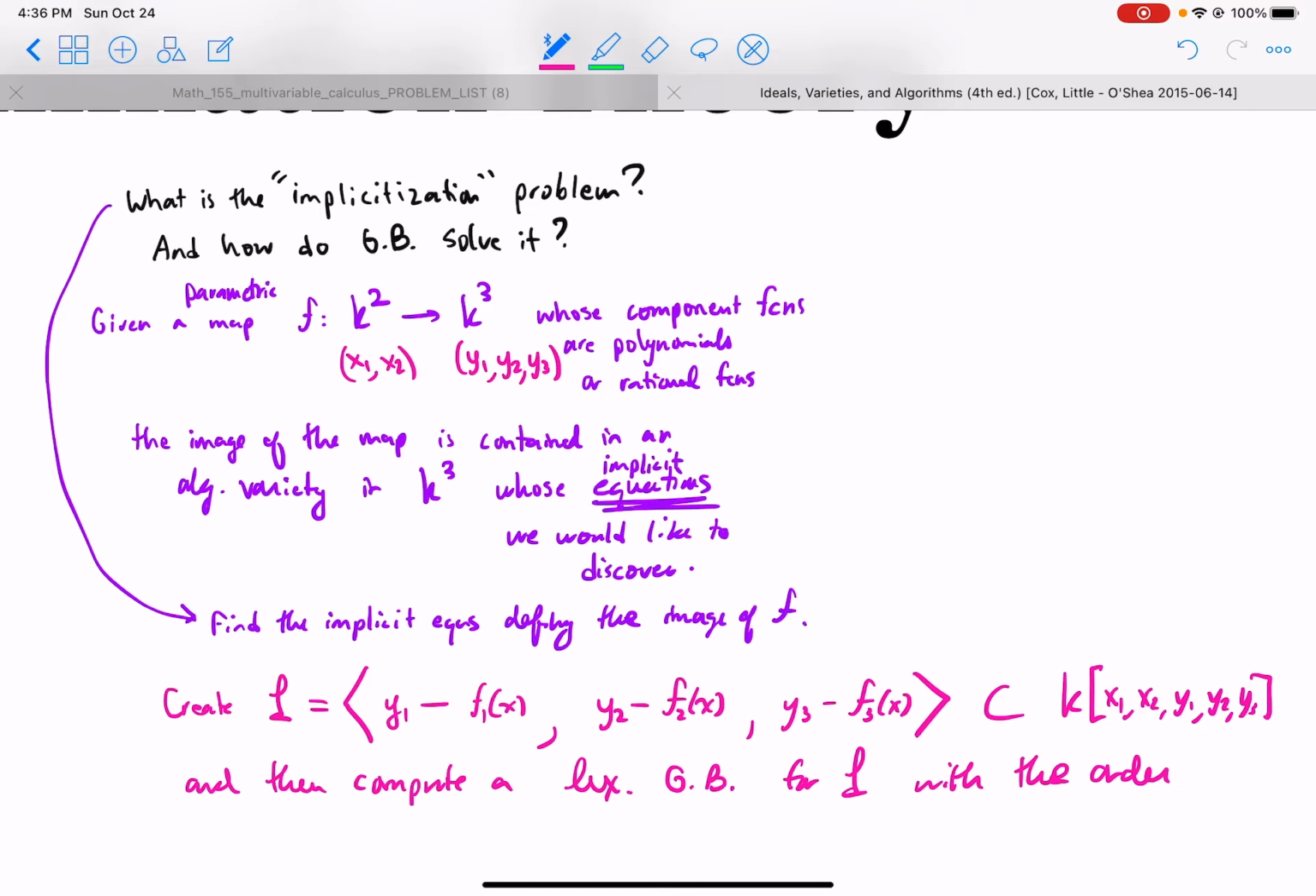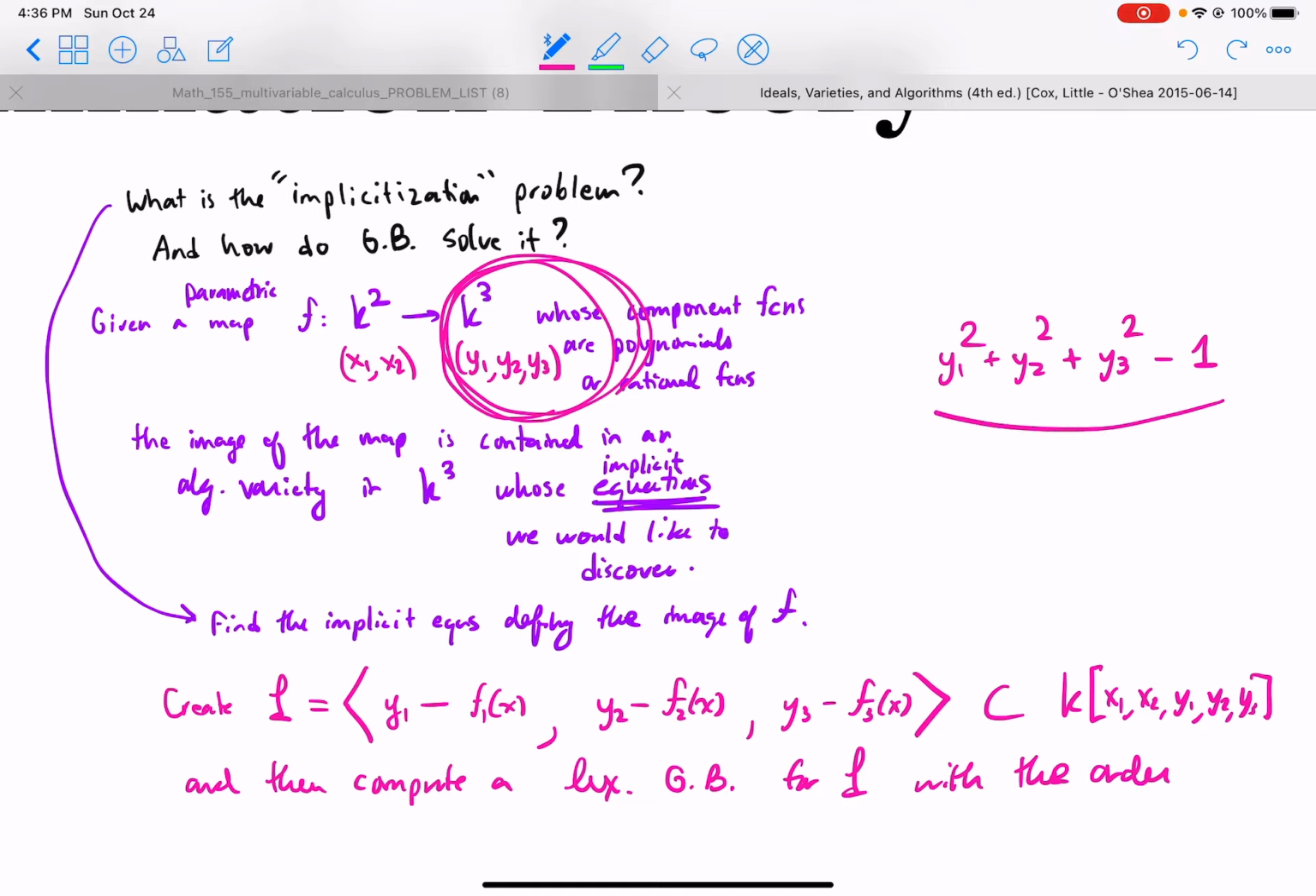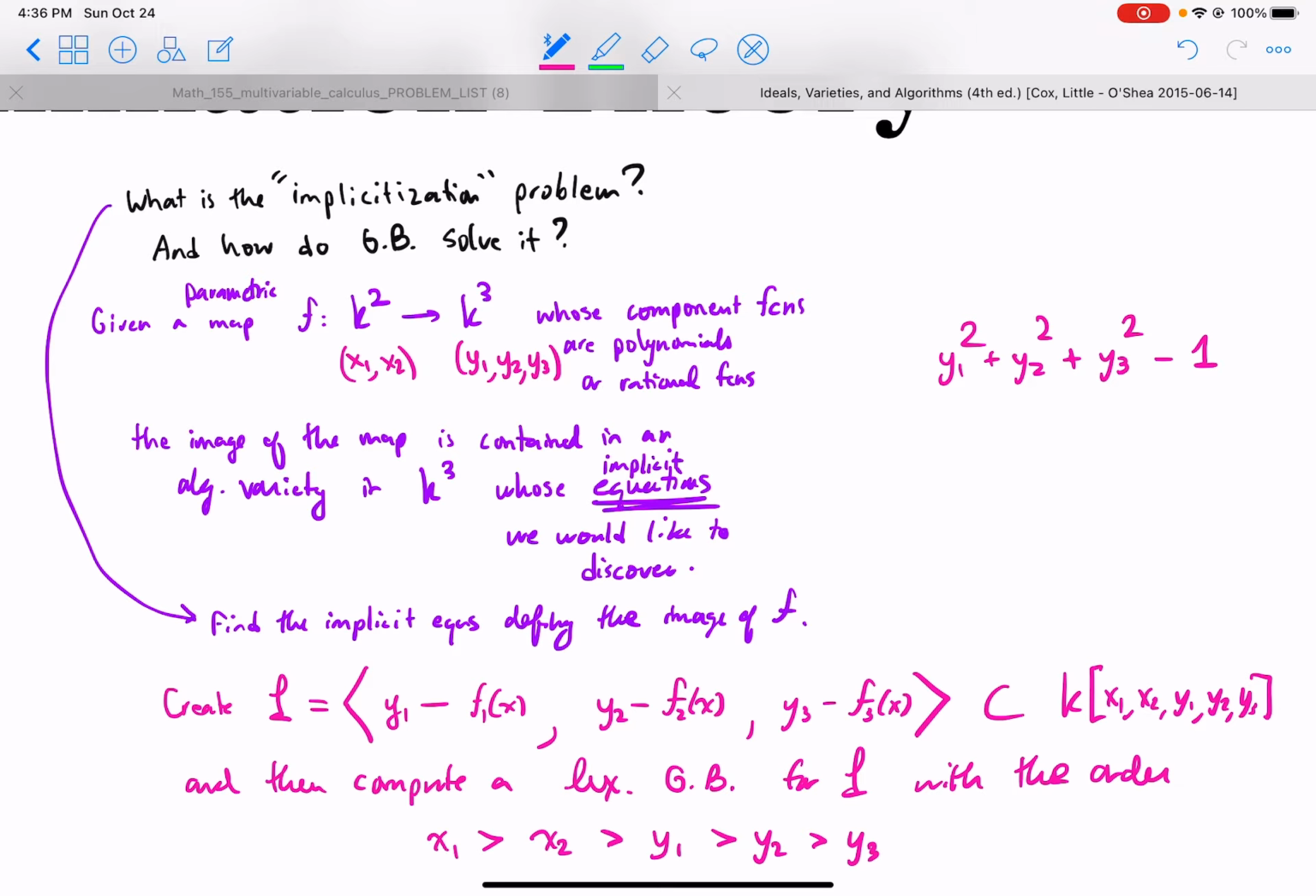So what we want is an equation in just the y's. That equation in the y's will cut out our surface. Like perhaps our surface is defined by this equation. It's defined by this polynomial. So you see, there are no x's there. This is what we want. This is the implicit equation of a sphere. And so we make the x's very expensive, and then the y's, we really don't care what order they are, but they should come after the x's.